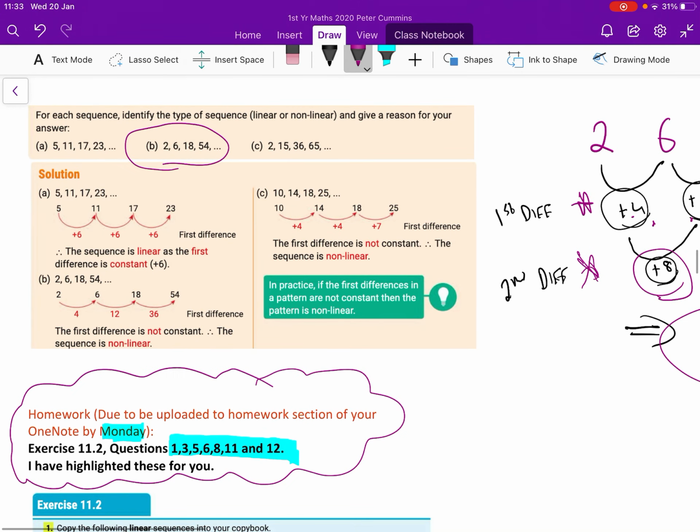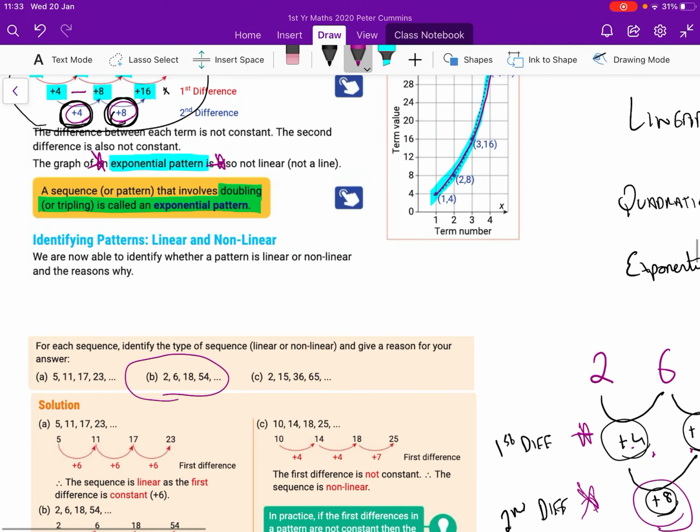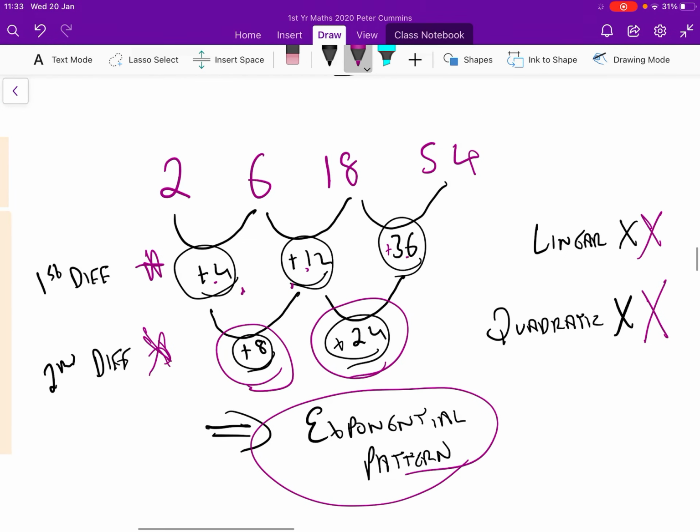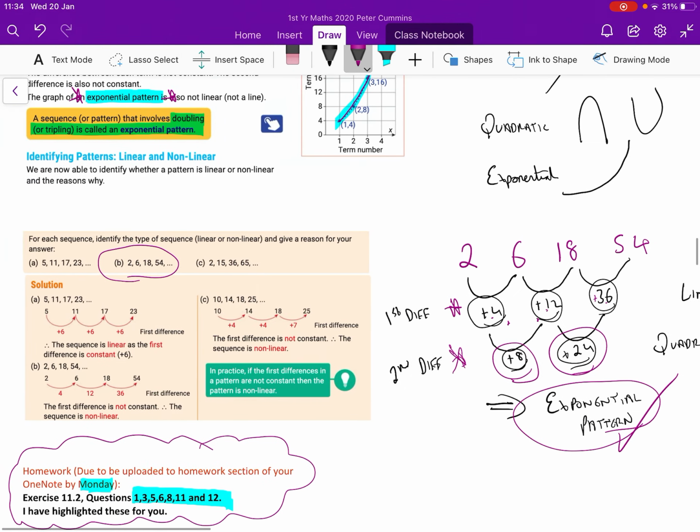So what I'm going to do is leave you to have a look through those, but that's the essential message. When you get a pattern, have a look at the numbers. Look at the difference between the numbers. So what's the difference between 2 and 6? If the first difference is the same, it means it's linear. If it's not, we go on and look at the second difference. If the second difference is the same, it means it's quadratic. If the second difference is not the same, it's going to be exponential. And you have examples of all three of those there.